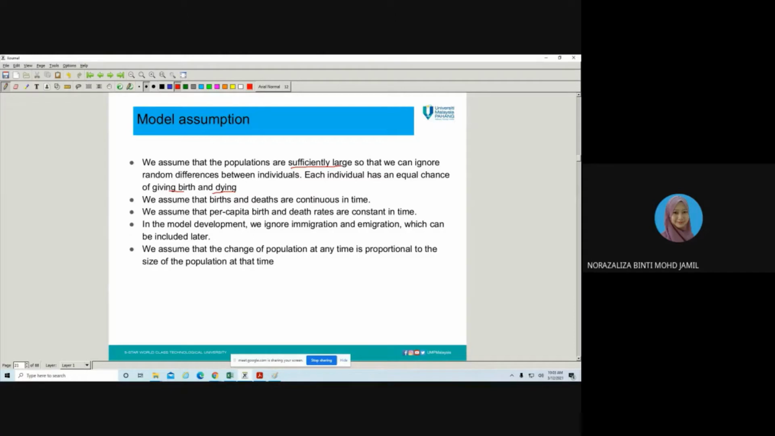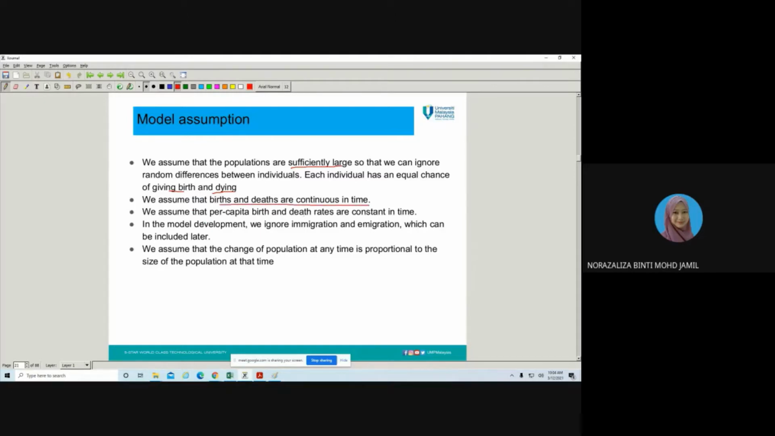As we know that people are different, right? Some can have many children, but some unfortunately not. But in this model, we assume all people or all animals have the same reproduction rate. They have equal chance of giving birth and dying. And the second assumption, we assume that birth and death are continuous in time.